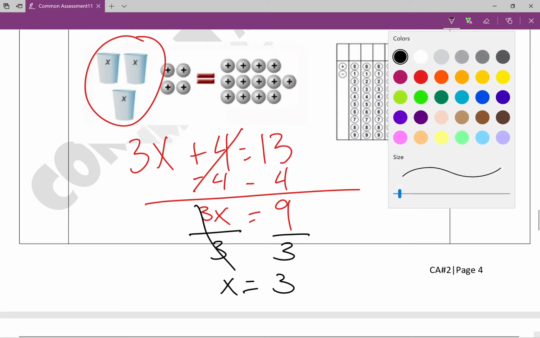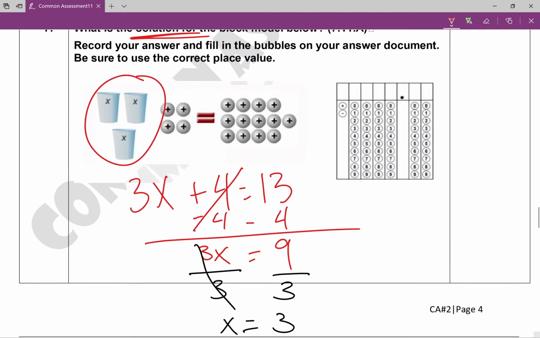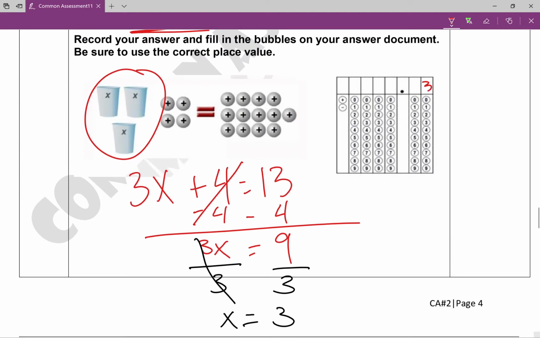Now, the key part right here is knowing how to bubble. 3 does not go here. It does not go here either. It does not go here. The 3 goes right here. And it's positive, so you can just leave it like that. So if you put the 3 in any other place, you got it wrong. It's not a decimal. Decimals go right here.